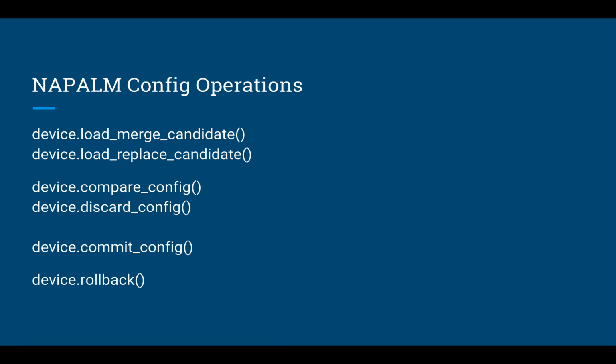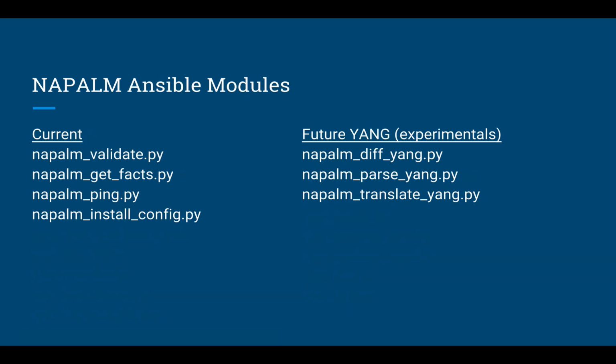And then in the context of NAPALM Ansible, there's a set of modules that we have available to us. This NAPALM ping, NAPALM get facts, NAPALM validate, NAPALM install config. There's quite a bit of work going on with NAPALM YANG, but I'm not really going to talk about that much in this course. That's something that's going on for future development that'll be somewhere down the road.